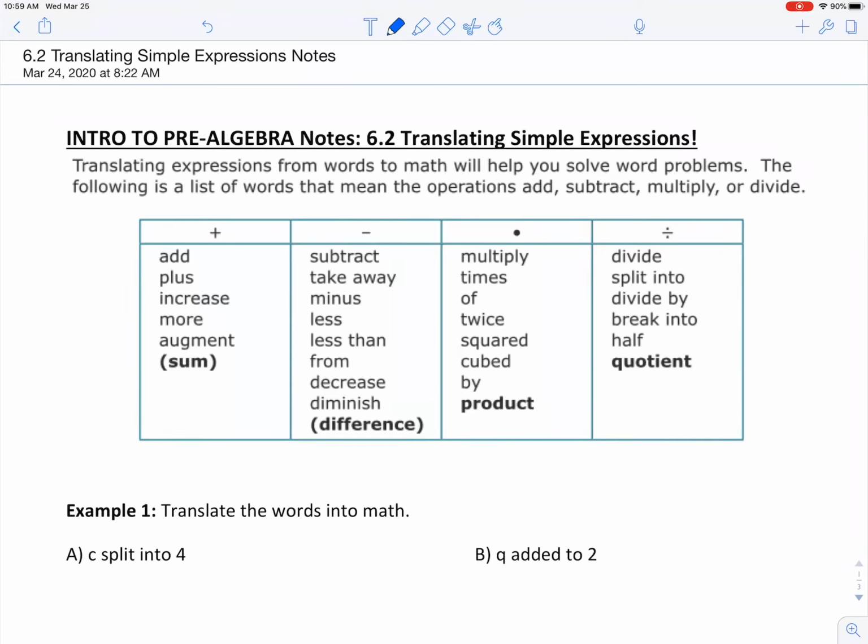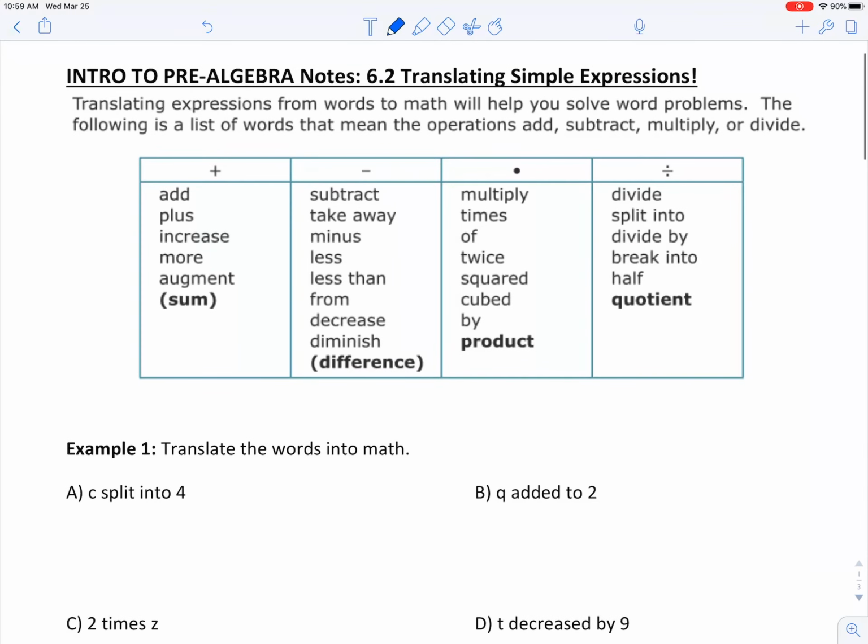Hi class, we are doing lesson 6.2 today on translating simple expressions. Translating expressions from words to math will help you solve word problems in the future. The following in this box is a list of words that mean the operations to add, subtract, multiply, or divide.